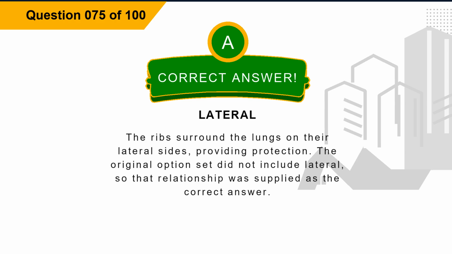Explanation: the ribs surround the lungs on their lateral sides, providing protection. The original option set did not include lateral, so that relationship was supplied as the correct answer.